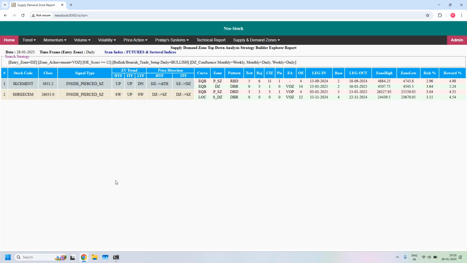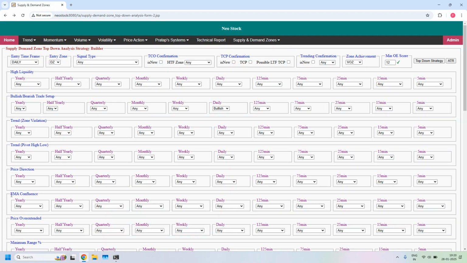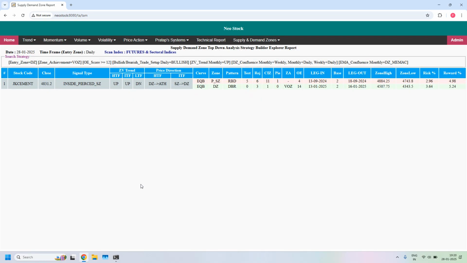Let's verify if the first one is having a monthly EMA confluence. In the EMA confluence, monthly time frame, monthly demand zone having monthly EMA confluence, and the trend on the monthly time frame should be uptrend but not sideways. So JK Cement is filtered, so it is even more high probability trade setup supported daily demand zone.